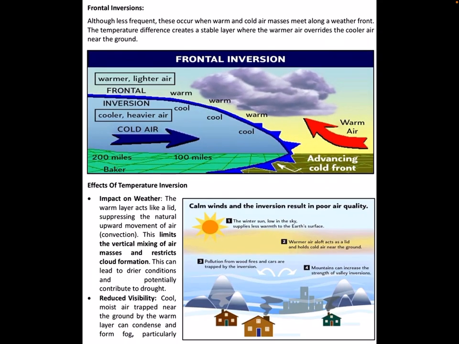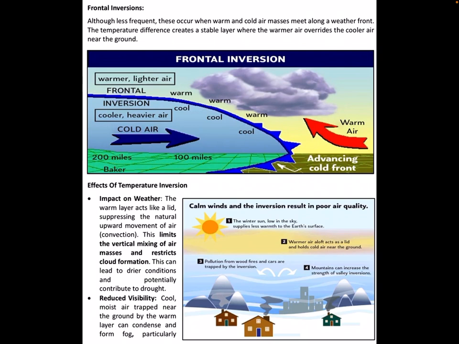So now we understand the concept of temperature inversion. Now let's understand the effects of temperature inversion. What are the effects of temperature inversion?